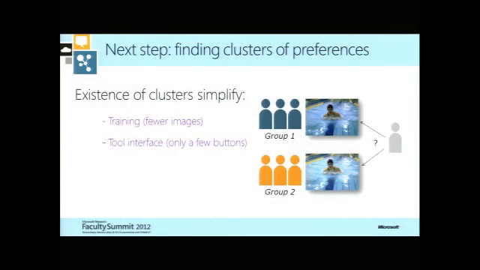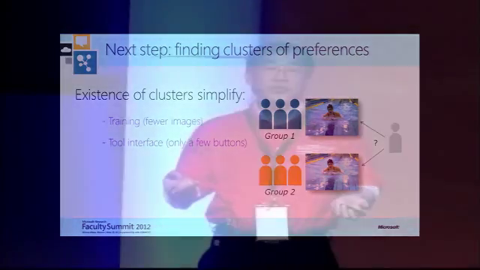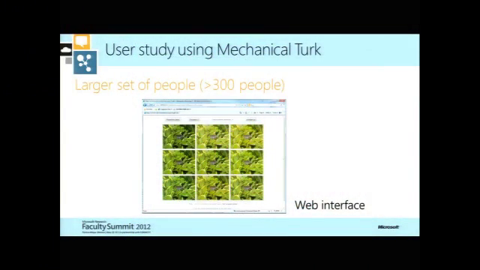Alternatively, we can have a tool interface that gives you a small number of buttons. Each button corresponds to a cluster, and that's it. So what we did is, again, another user study, this time using Mechanical Turk. This is the web interface that the subject sees. The subject just clicks until the middle one is the enhanced version that they like. And then we built databases. We have more than about 330 people, and we have 330-something databases.